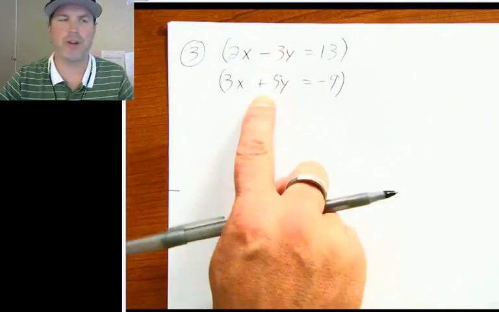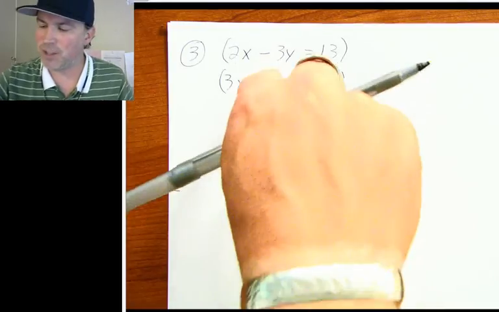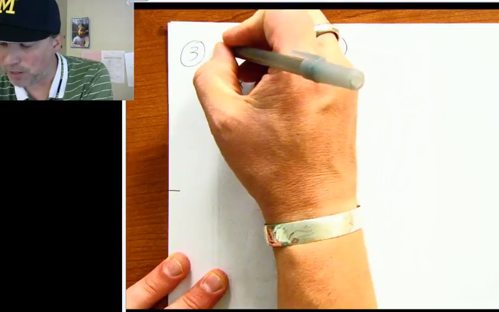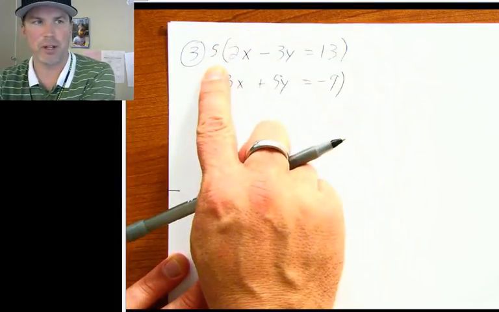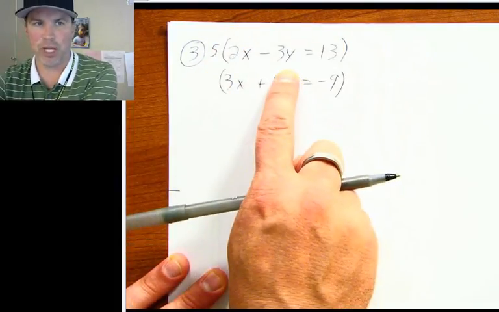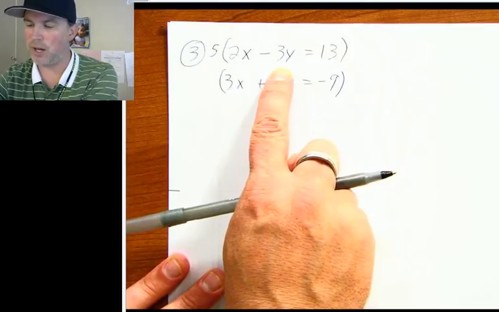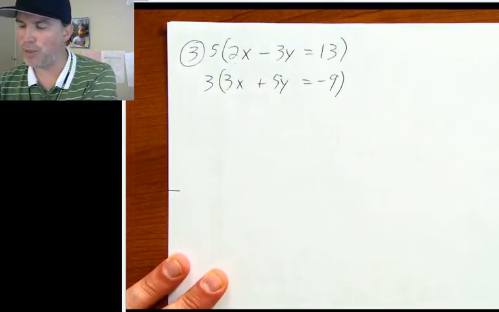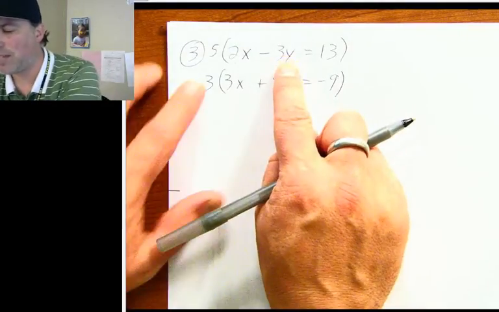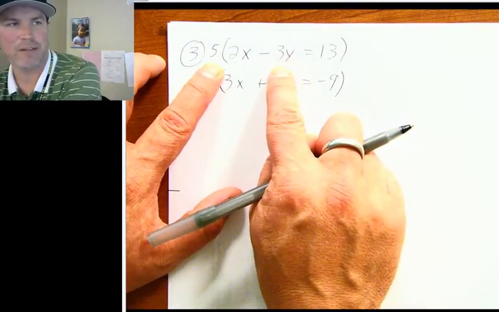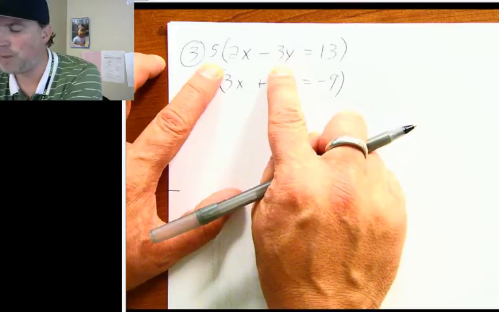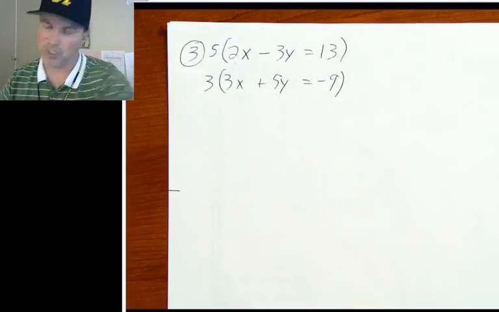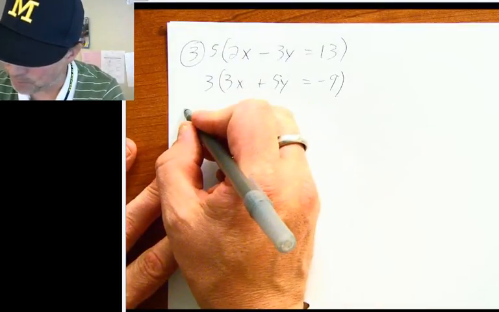and I do have a positive negative in front of the y, and because there's a 5 in front of this y, we're going to multiply the first equation by 5, and because there's a 3 in front of the y in this first equation, I'm going to multiply the second equation by 3. What that's going to cause is a negative 15y in the first equation, a positive 15y in the second equation, and now things will cancel out beautifully.